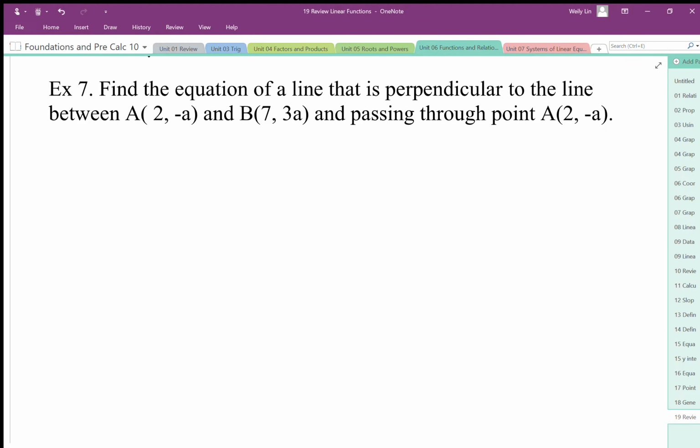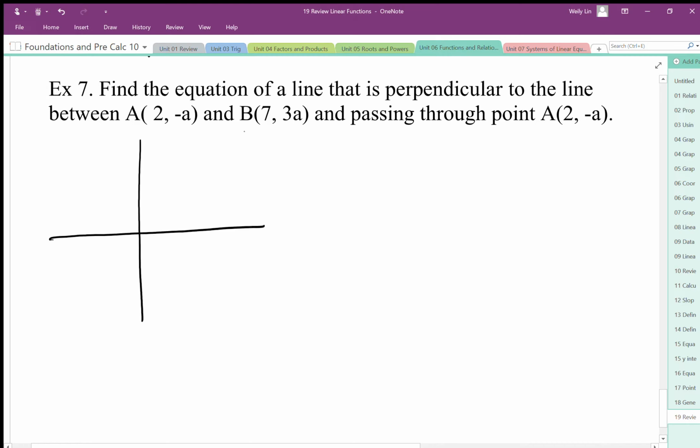This last question is a particularly challenging one because we're talking about finding an equation of a line that is perpendicular, and we also have variables in this equation or this graph. Okay, so how do we first of all give us a picture that we can work with?